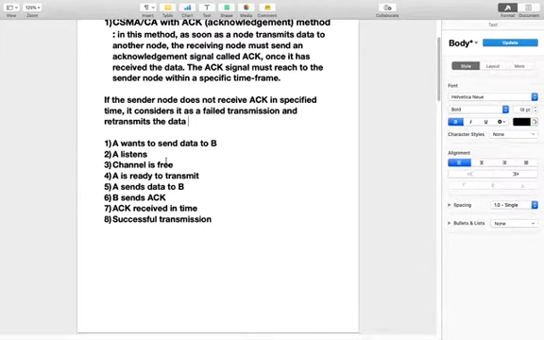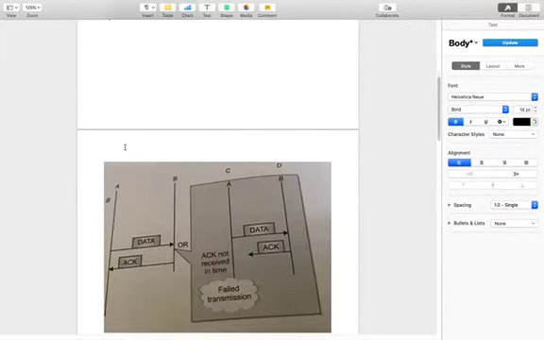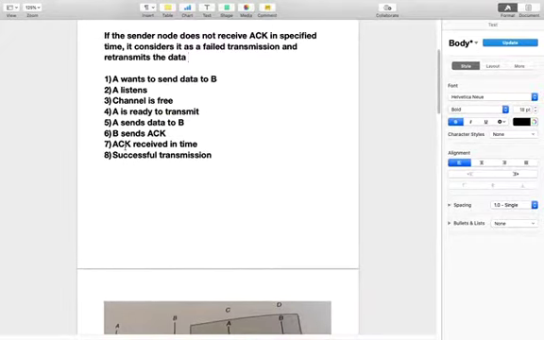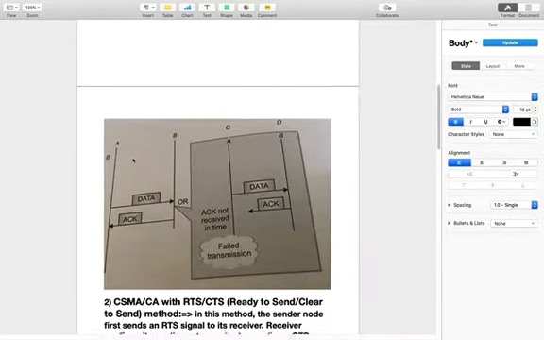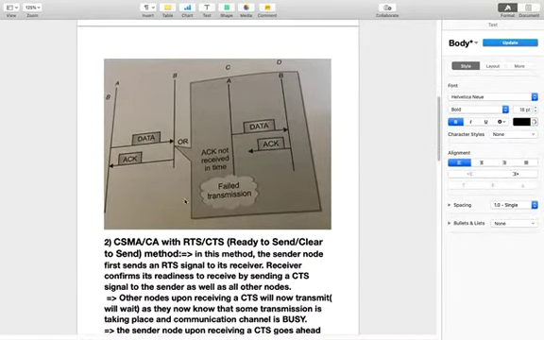This task is done by the following steps. A wants to send data to B. A listens and checks that the channel is free. If the channel is free, then A is ready to transmit the data. Then A sends the data to B. When B gets the data, B will send the acknowledgement, or ACK. If the ACK is received in time, it means the transmission is successful, and this is the diagram of our particular method.